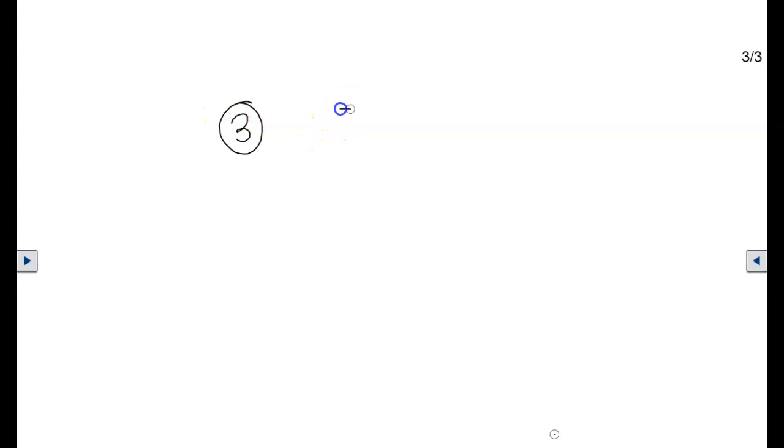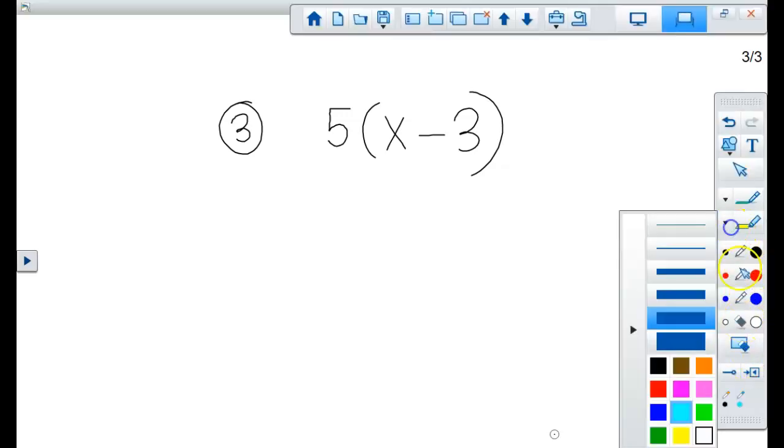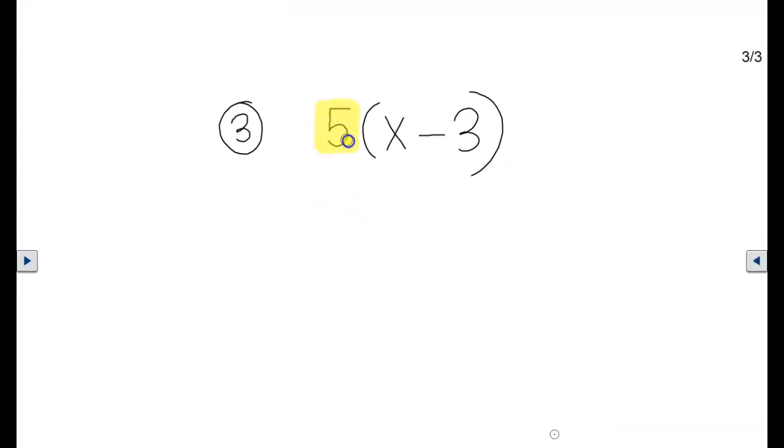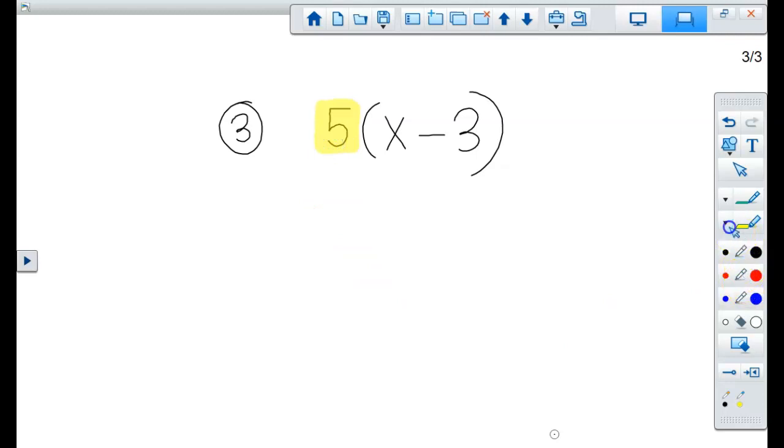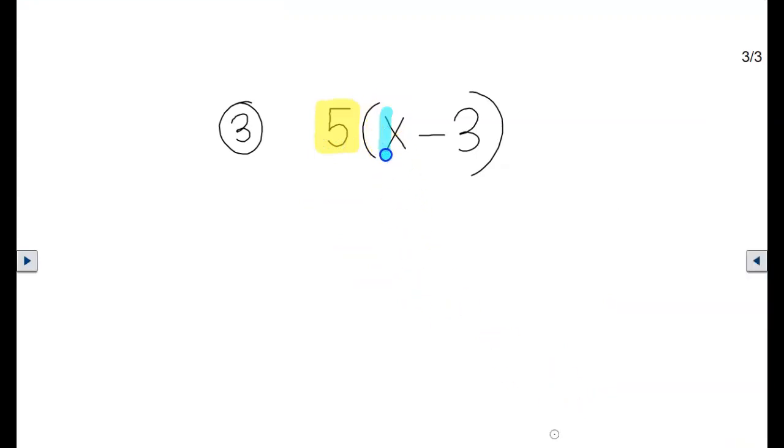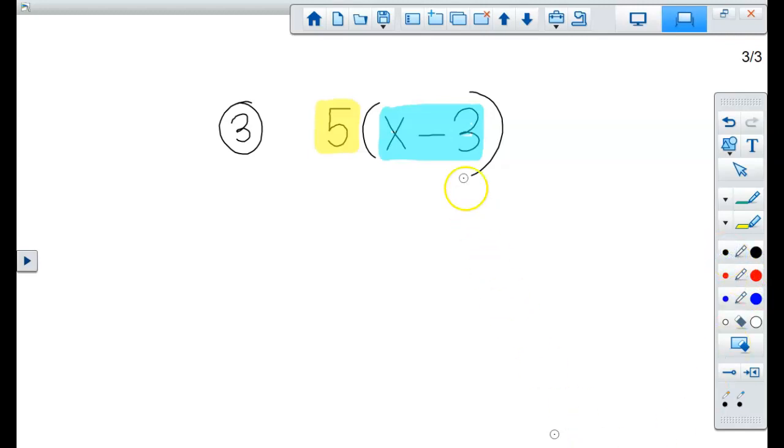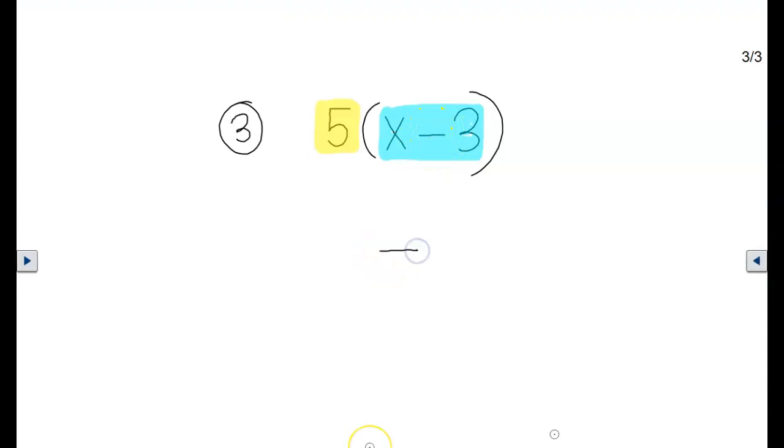Now, one of the things that we've learned today is that the distributive property will also work when our group contains subtraction. So in the problem up here, we are being asked to take the number 5 and multiply it by the entire group, x minus 3. Now, we have a subtraction sign in our parentheses, so I'm going to bring that subtraction sign down and put it here.